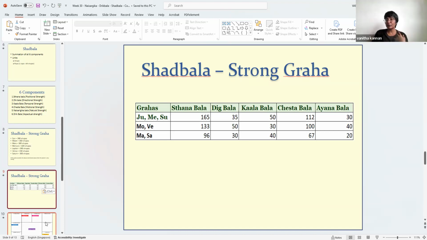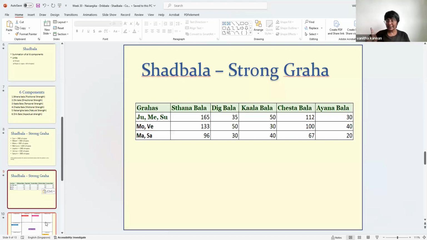Then the same thing goes for Moon and Venus. If the Sthana Bala is 133 or greater, then it is considered a strong graha. Same goes for the Kala, Ayana numbers also. Mars and Saturn, same. If the Sthana Bala is 96 or more, then it is considered a strong one. For the Drikbala, you have to see if it is 30, then Kala Bala 40, Shadbala 67, Ayana Bala 20. You may ask, how are you going to find all these numbers? You don't need to do that because currently we have very good software that will do everything for us.